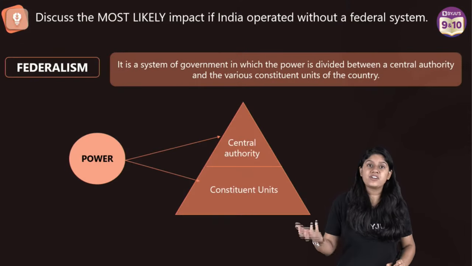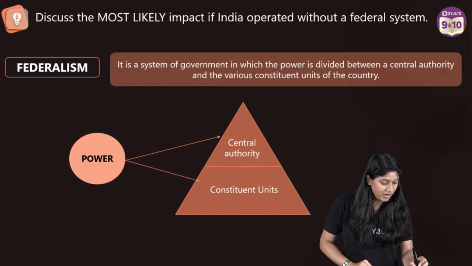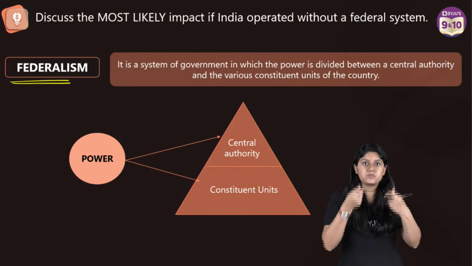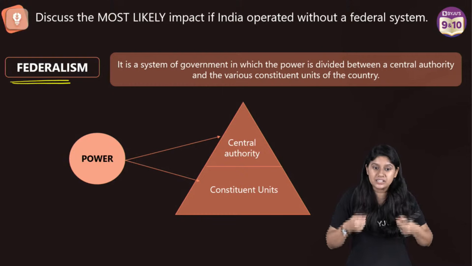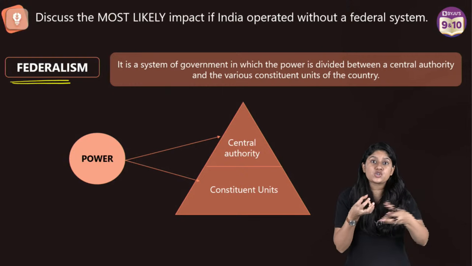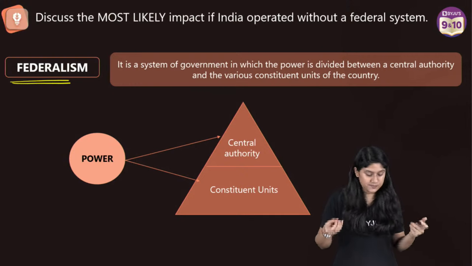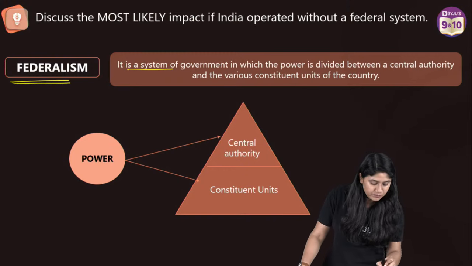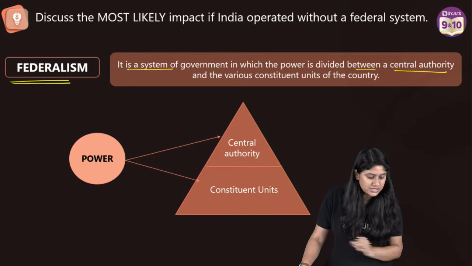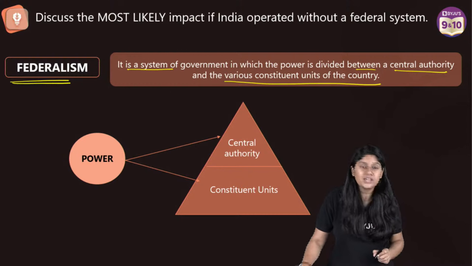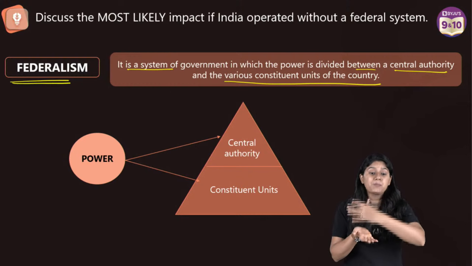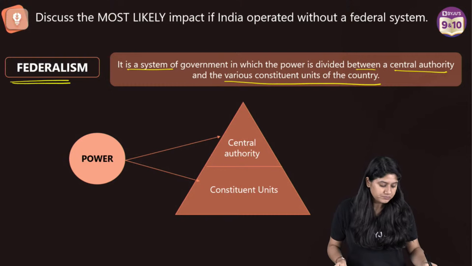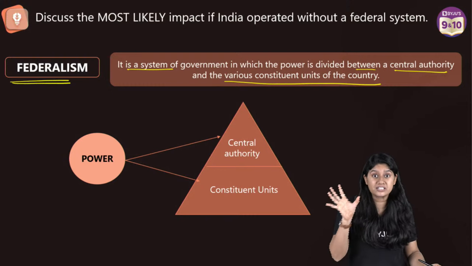Okay. What is federalism, or what is a federal system? In federalism, we have studied that we have a system of government where the authority is not with the center. They have distributed the power across. So it is a system of government in which the power is divided between the central authority and the various constituent units of the country. At different levels, the power has been divided. It's a division of the power. Easy. That's what we understand by the federal system.